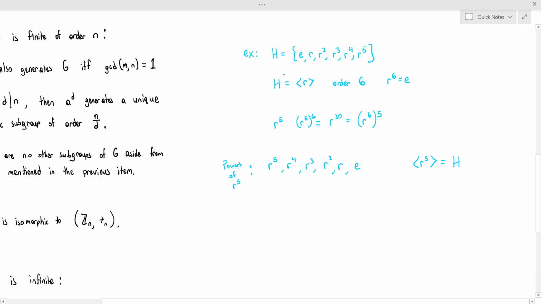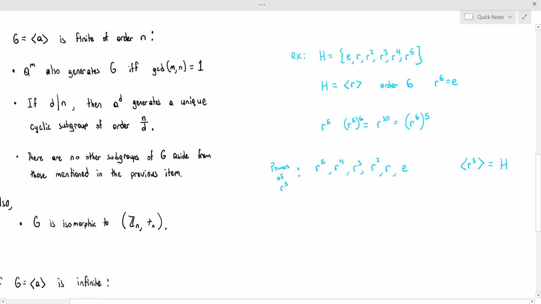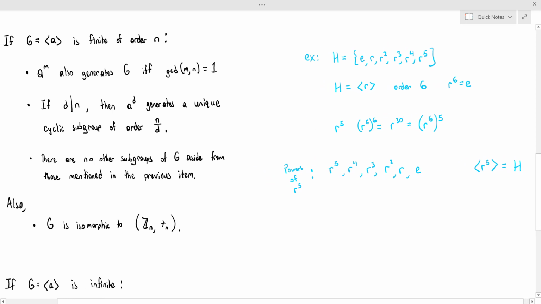So H happens to be generated by r, but it also happens to be generated by r to the 5th, because considering all powers of r or all powers of r to the 5th will give you every single element in the group H. So that's what this first item in the fundamental theorem is talking about.